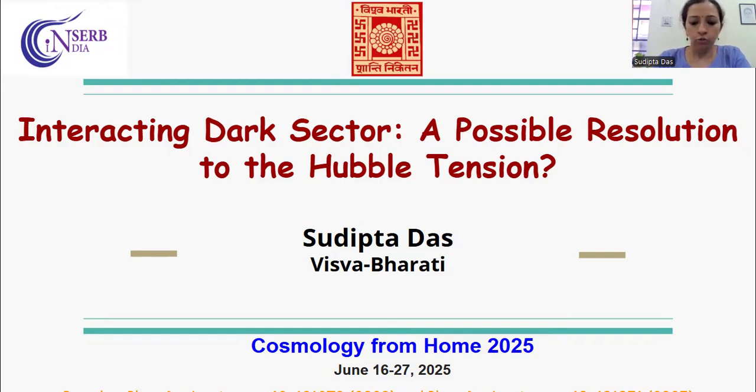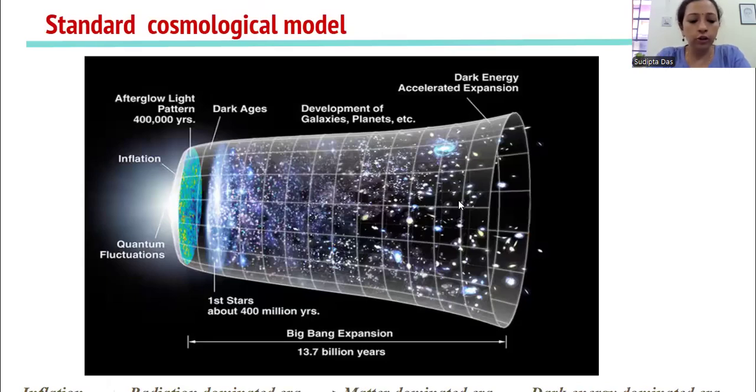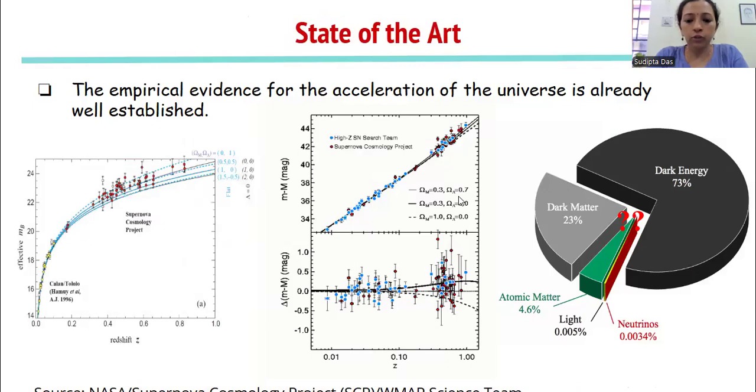So a cosmologist's wish list is to understand the evolution of the universe starting from inflation up to the dark energy dominated era. The empirical evidence for the acceleration of the universe is already well established. We know that around 70% of the energy density of the universe comprises dark energy, around 23% comprises dark matter, and the visible matter consists of only 5%. So almost 95% of the energy budget of the universe is unknown. And it tells us that the universe is accelerating.